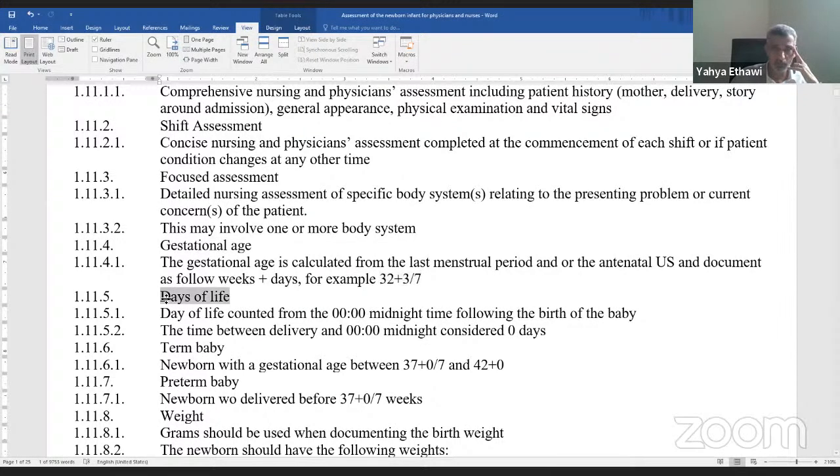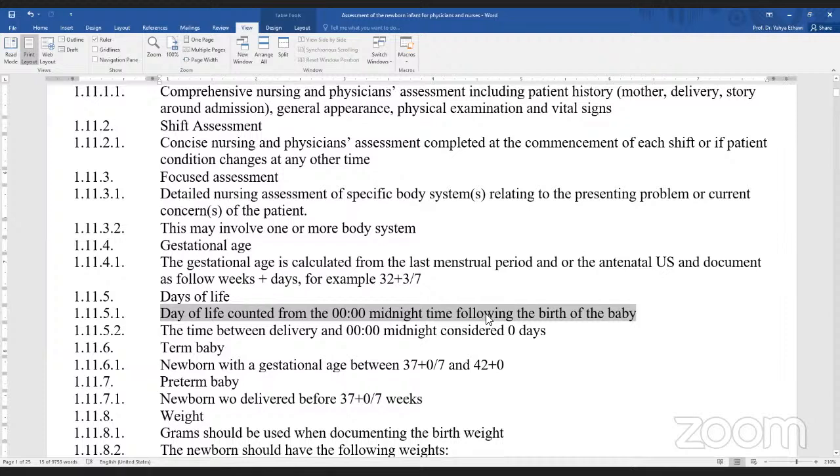Now, the days of life is also important, and always there is discrepancy between nurses. In our unit, we consider the first day of life is from midnight. So if the baby is born at 8 a.m. in the morning, from 8 to midnight, consider 0. If the baby is born at 10 p.m., from 10 p.m. to midnight, consider 0. If the baby is born at 1 a.m., from 1 a.m. to the midnight next day, consider 0 day. So our first life day starts from midnight. And the reason is to have a consistent documentation between physicians and nurses.